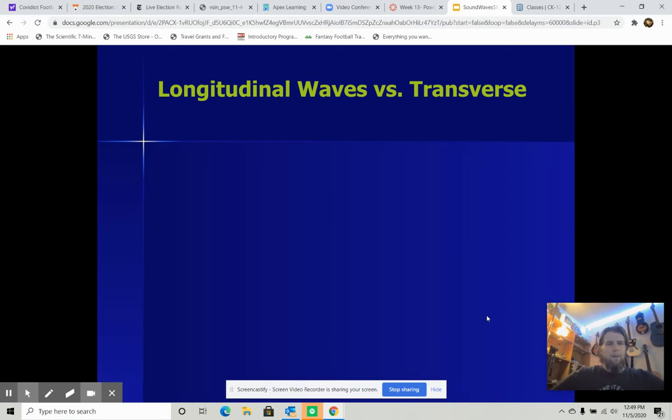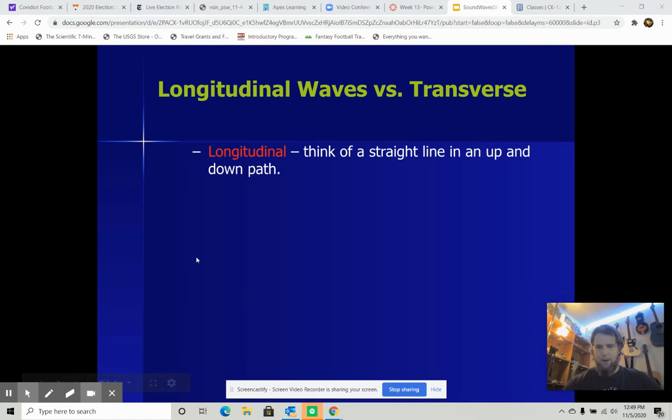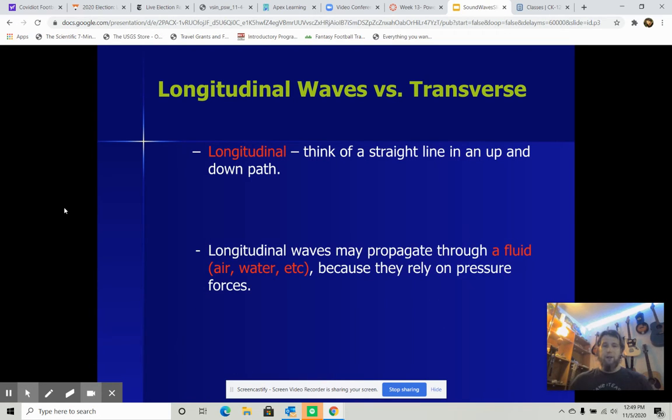We want to talk about longitudinal waves versus transverse waves because this gets into our reasons for sound. Let me get rid of that. I apologize. For longitudinal waves, you want to think of a straight line and an up and down path. If you think of longitude on a globe, it runs up and down. So we're looking at waves that go in that straight up and down sense, as opposed to transverse, which would be the other way. Longitudinal waves propagate through a fluid.